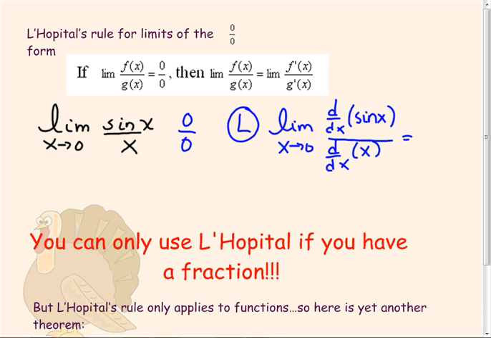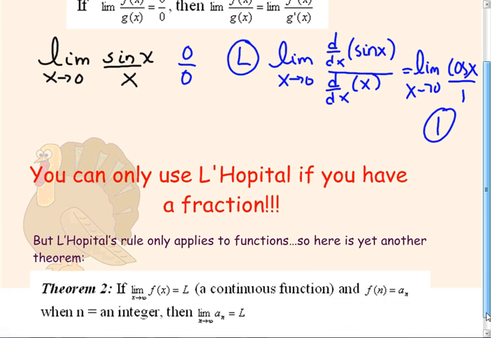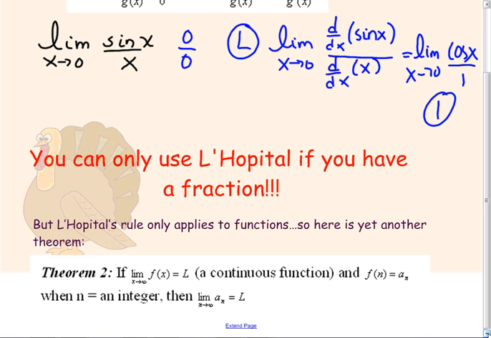So this is equal to what? I'm hoping we do it right. That's my plan. Cosine of x over 1. You don't do the quotient rule. This is L'Hopital's rule. You take the derivative of each function and ratio them. What's the cosine of 0? 1. We knew that. So you could do that. It's very sweet, actually. You can only use it if you have a fraction, and it only applies to functions.